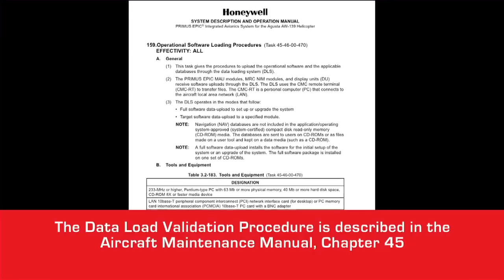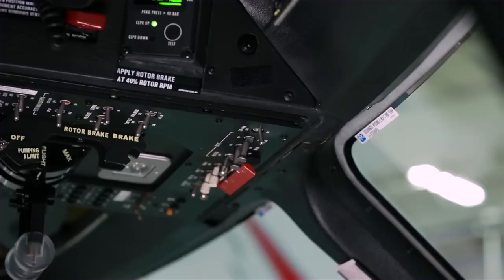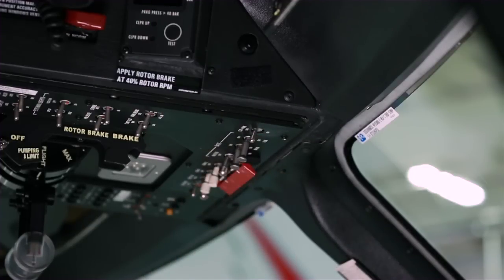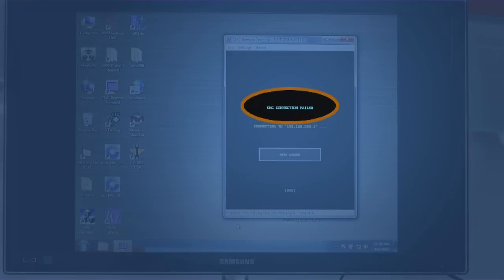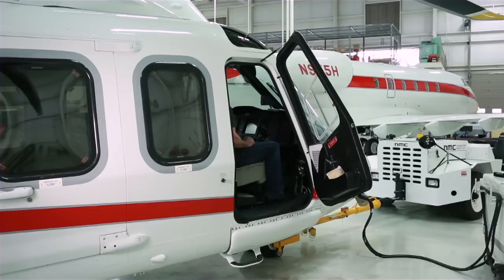After you've updated the databases, perform a data load validation to ensure that all the data has been successfully installed. Power down the aircraft and wait at least 2 minutes before reapplying power. You may see the message CMC connection failed on the remote terminal. This is normal. Power up the aircraft and wait 5 minutes.